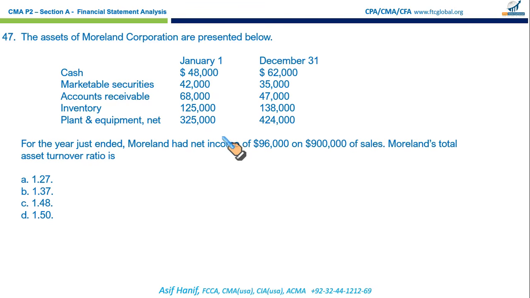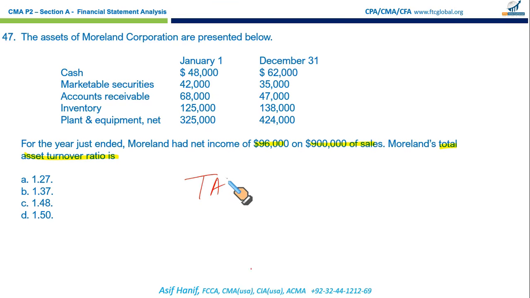The assets of Moreland Corporation are presented below. We have got cash for both years, marketable securities, account receivables, inventory and plant and equipment net, less accumulated depreciation. For the year just ended, Moreland had net income of 96 and 900,000 of sales. We need to find out the total assets turnover. Now this is important.